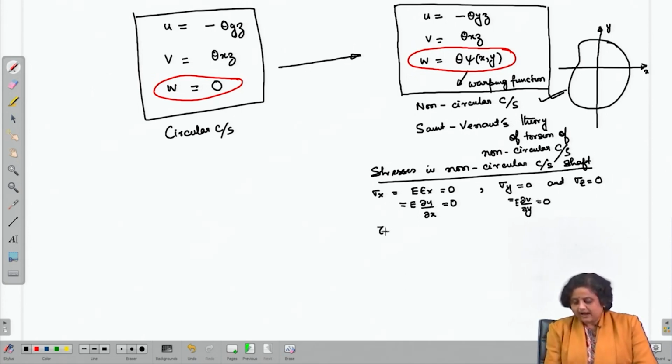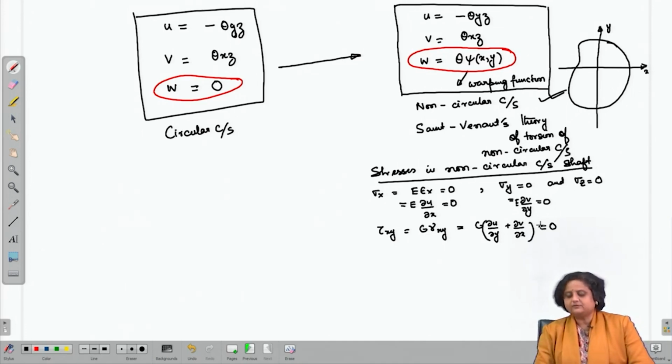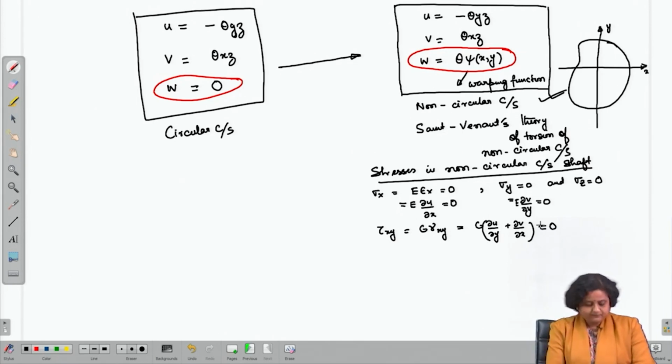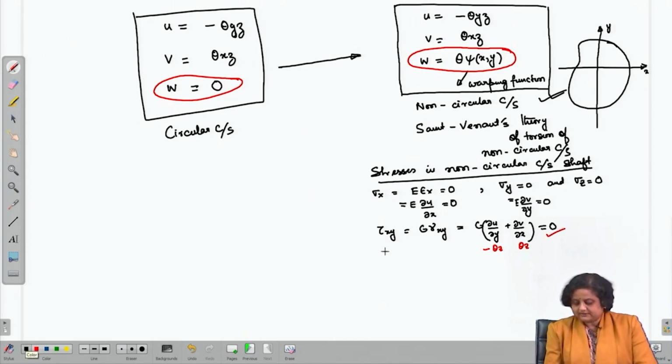Now, similarly, tau xy, which is G into the shear strain gamma xy, which is G into del u by del y plus del v by del x, is also equal to 0, because del u by del y is going to be minus theta z and del v by del x is going to be plus theta z. So, this is minus theta z and this is theta z, so that is equal to 0. So, the only non-zero stresses that we will be having are the tau xz and tau yz.